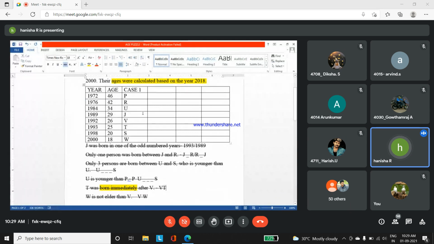Okay, P is born in 1972 and the age is 46. R born in 1976 and the age is 42. U born in 1984 and the age is 34. J born in 1989 and the age is 29.